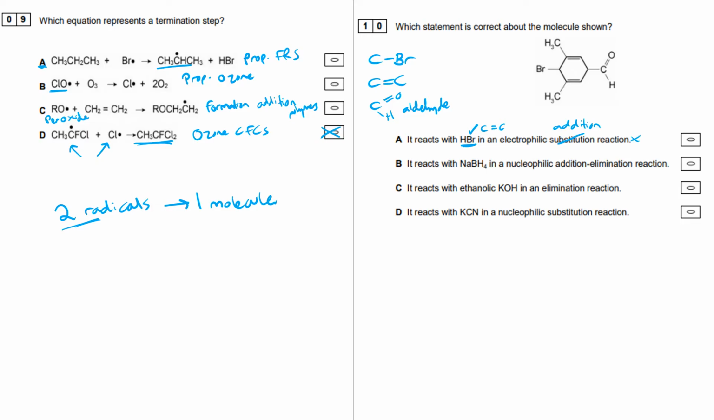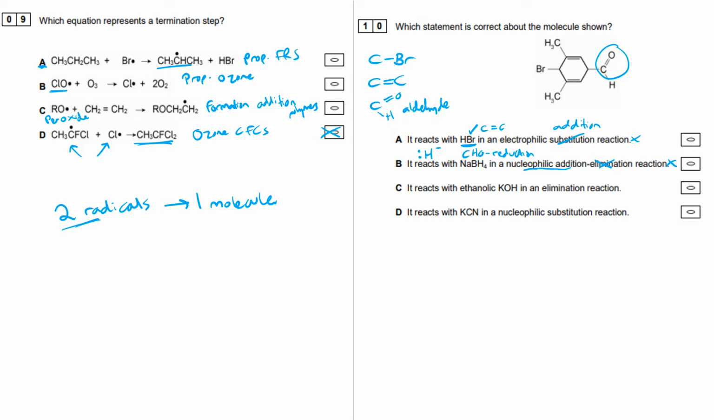Statement B, it reacts with NaBH4 in a nucleophilic addition-elimination reaction. So the aldehyde, the CHO group, just on the right hand side of the molecule, will react with NaBH4. That's a reduction reaction. It occurs as the H- ion, the hydride ion, acts as a nucleophile and is added to the molecule. There is no elimination that occurs. So it does react with NaBH4, but that's in a nucleophilic addition reaction. So statement B is incorrect.